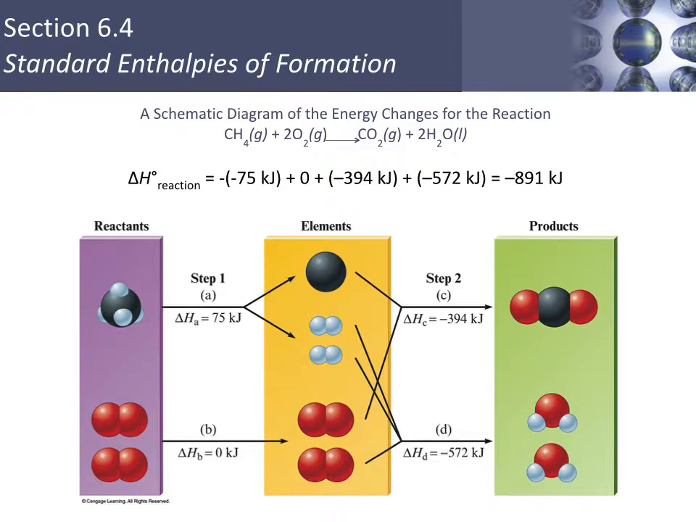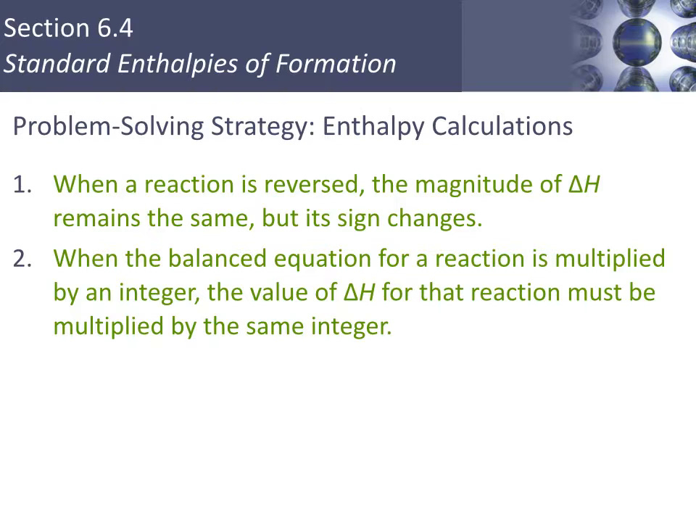So let's walk through a little bit more detail on solving problems like this. First, if you are reversing a reaction, then the magnitude of delta H will remain the same. So that means the number is the same, but the sign will change. And also, when you're doing an enthalpy calculation, one of the things you have to make sure is that the equation is balanced. And when you have a balanced equation, anytime you have an integer in front of a compound, you always will need to multiply delta H by that integer.